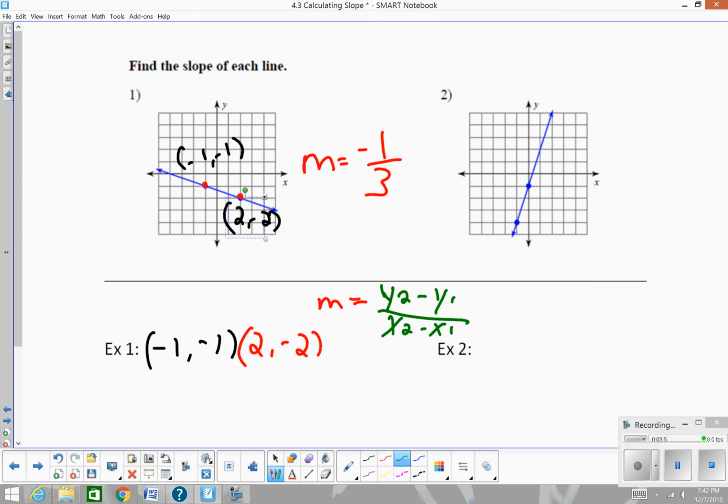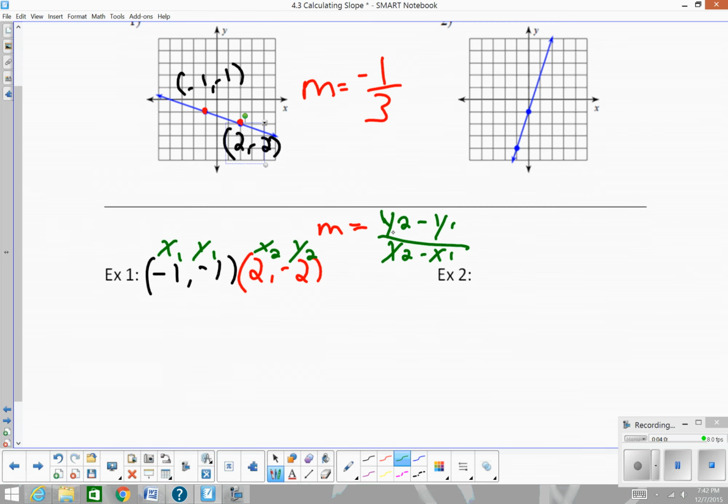Now, what does that mean? That means I'm just talking about 2 points. So I'm talking about an x and a y, and an x and a y. This is my first point on the line. This is my second point on the line. So that's all I did. All I did was label. So now you're just going to plug it into the formula that I have.